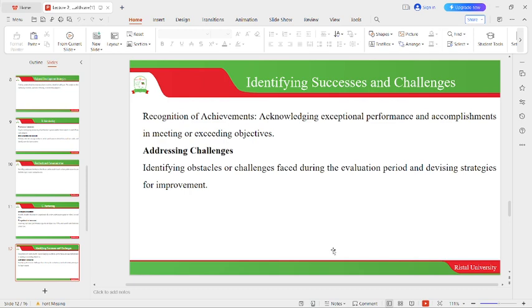So one is the recognition of achievements. You need to acknowledge exceptional performance and accomplishment in meeting or exceeding objectives. This helps a lot to motivate the person who has performed extremely well. And also, it will motivate others, especially those who are underperforming, to make sure that they also perform well, so that in the next season, they will also be recognized. So that's the advantage of recognition of achievements.